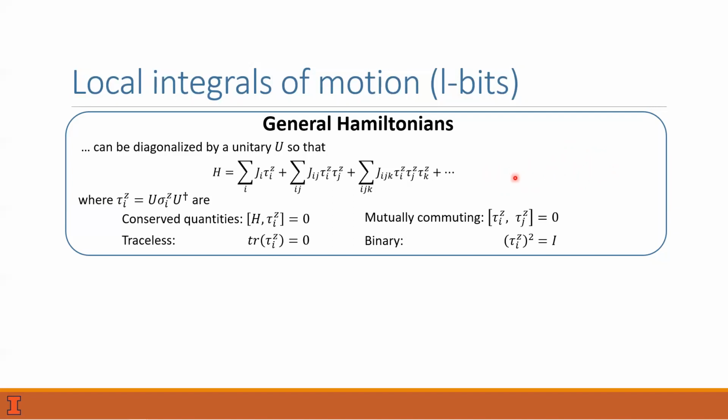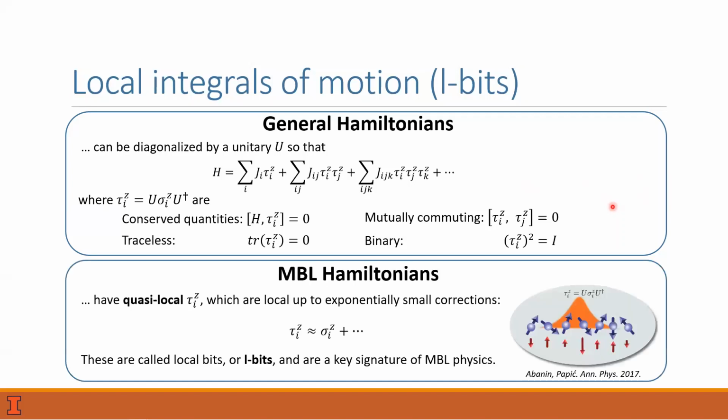They're very non-local in space, so it's hard to work with them and think about them. But in MBL Hamiltonians, these operators are pretty simple. They're quasi-local, which means they're local up to exponentially small corrections. So for example, you can think of a tau iz operator as basically just a sigma iz operator plus some dressing. Because of that, these things are called local bits or L bits, and they're a key signature of MBL physics. So for example, here's a cartoon showing what an L bit looks like.